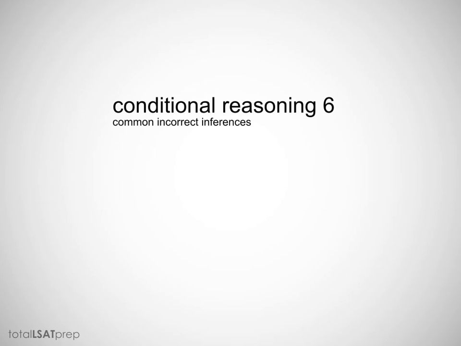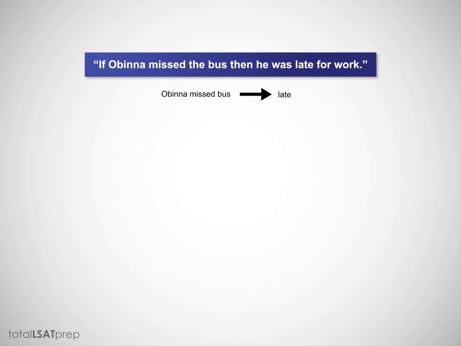Okay, in this video we're going to go over some common mistakes when dealing with inferences from conditional statements. Let's take a look at our conditional statement here. It says that if Obina missed the bus, then he was late for work. We've got it diagrammed underneath: Obina missed the bus, followed by an arrow, followed by late.